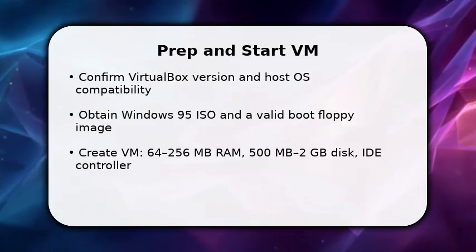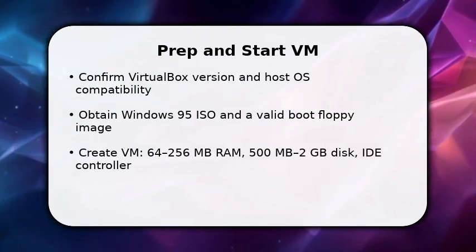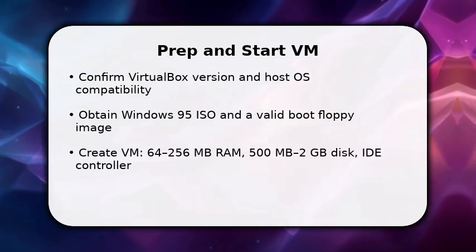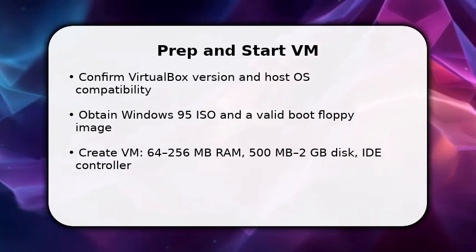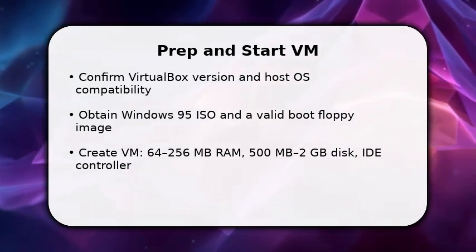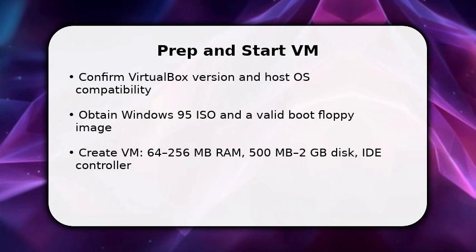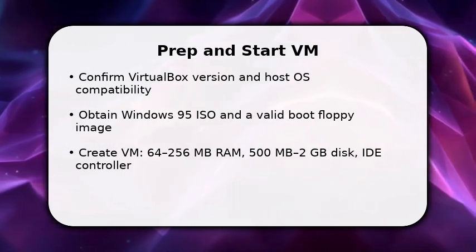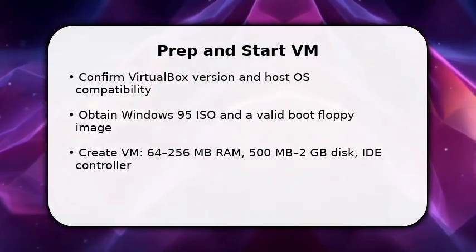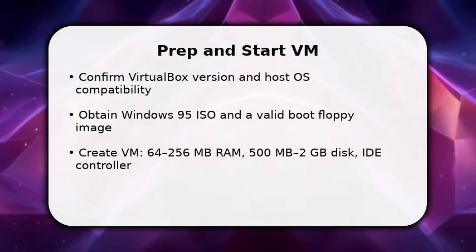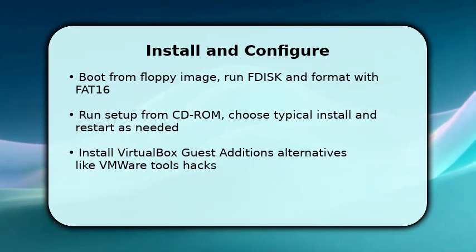You'll begin by preparing the essentials and creating the virtual machine now. First, make sure you have VirtualBox installed and the Windows 95 ISO plus a boot floppy image. Create a new VM, select Windows 95 or Windows 95/98 type, and assign 64 to 256 megabytes of RAM. Keep the disk small, around 500 megabytes to 2 gigabytes, using an IDE controller. Once done, attach the floppy image to the virtual floppy and mount the Windows 95 ISO to the virtual CD-ROM before starting the VM.